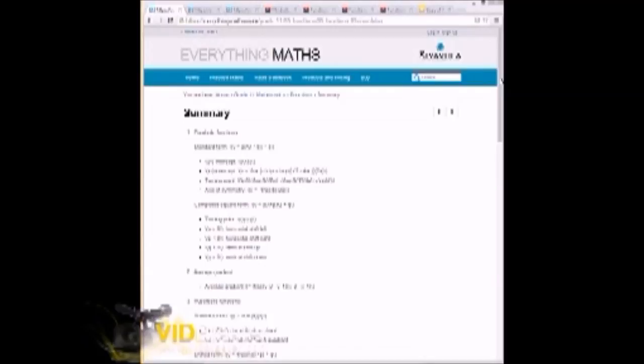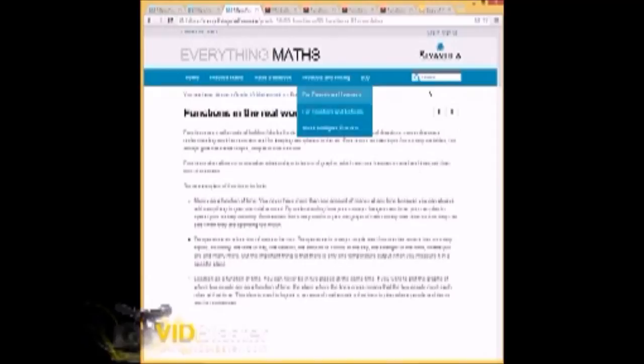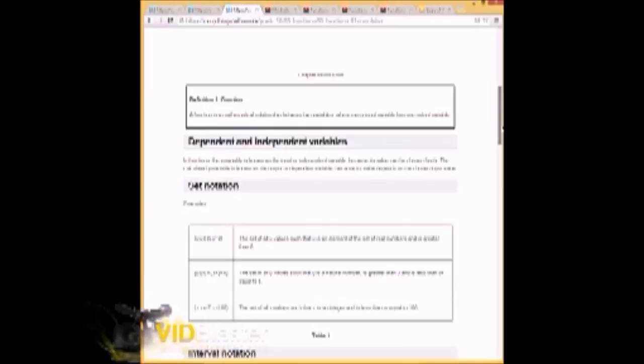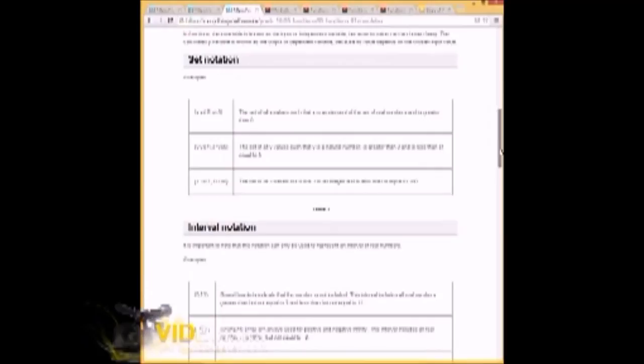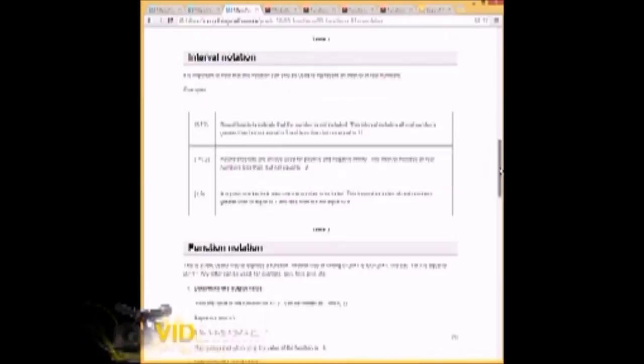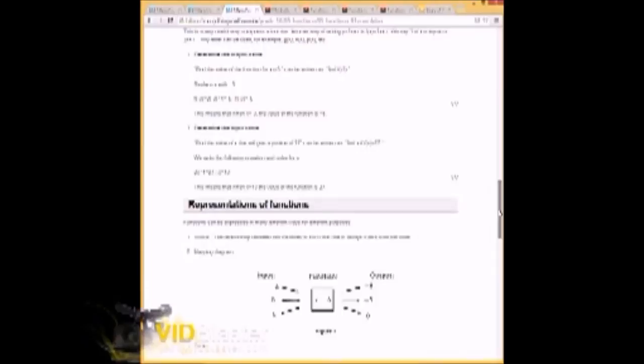It was the Shuttleworth Foundation that started the initiative, and they've got sections on algebraic functions. They start off with a great introduction on functions in the real world and how it can relate to the real world. Then they have sections on each of the types of functions. I see they've got interval notation. They also start off with a great introduction on notations and different representations of functions, because obviously we can represent functions in many different ways.